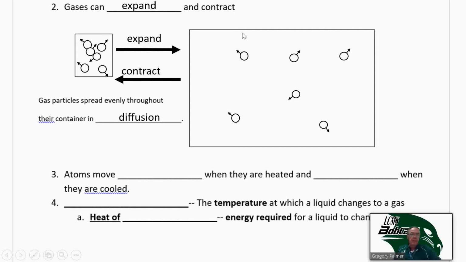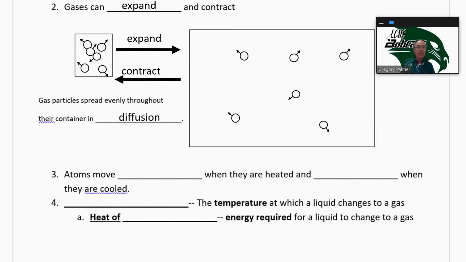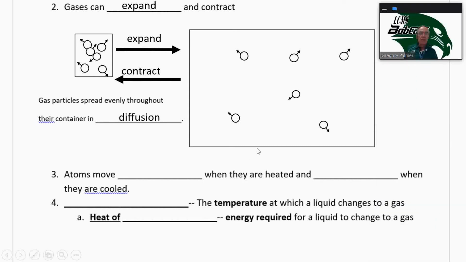When you let them loose in this bigger container, when they spread out and take up all the space available to them, that process is called diffusion. So just like last year you learned about when things diffuse in a cell, it's the same process. It spreads out. But just like any of these things with the kinetic theory, when you heat them, the atoms move faster. And they move slower when they're cooled.